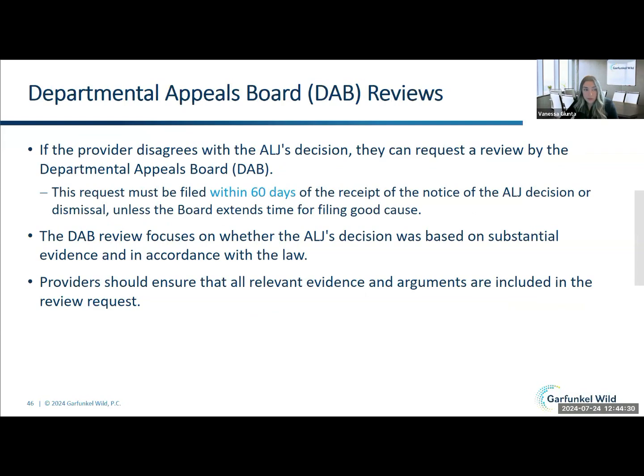The Departmental Appeals Board or DAB reviews, if you then disagree with the ALJ's decision and it's unfavorable to you, then you can request a review by the board. And this request has to be filed within 60 days of receiving the ALJ's decision or dismissal notice, and the board might also extend this time for good cause, for good reason. In the board review, what they'll do is check if the ALJ's decision was actually based on substantial evidence and if it followed the law. So again, here you want to make sure that you're including all relevant evidence and your legal arguments in your review request.